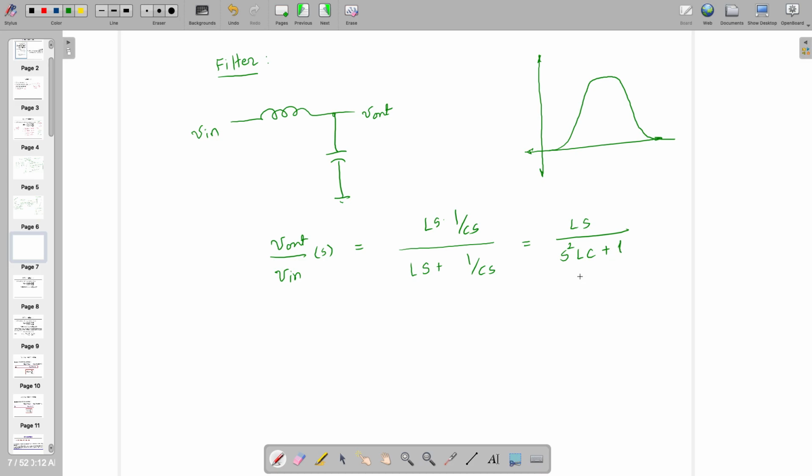Is this correct or not, the function which I wrote? Oh, sorry. I made a parallel combination. 1 by CS divided by this one, and so it has to be 1 by S square LC plus 1. Right? Okay. Sorry. So, this function is a general transfer function. This is a general synthesized circuit.